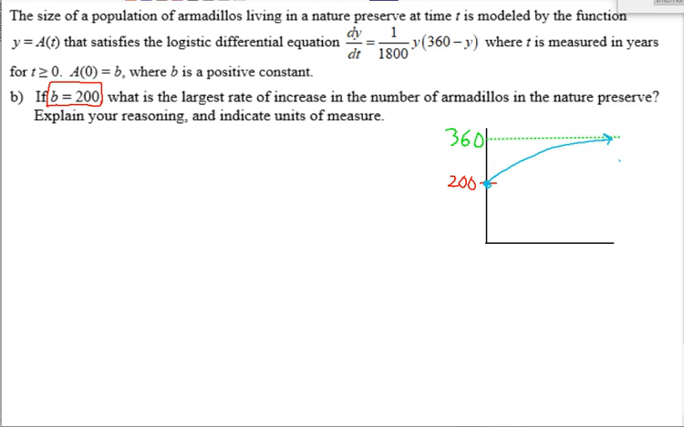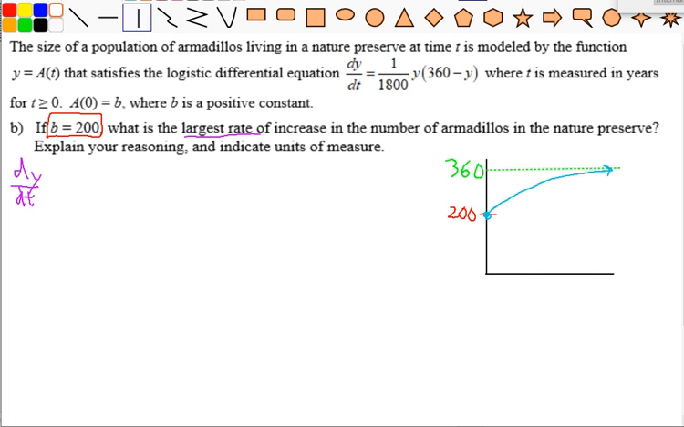So where it's the steepest, because it's concave down, it's steepest right at this initial point, because the slope keeps reducing as we move to the right here. So it's right at 200. So that's what you would substitute in this time to find the largest rate of increase. So it'd be dy/dt this time specifically at 200, when y is 200.